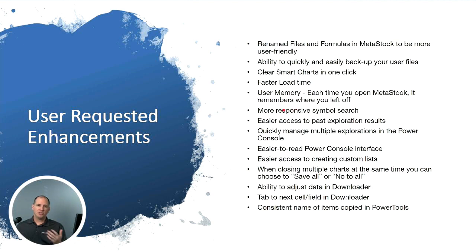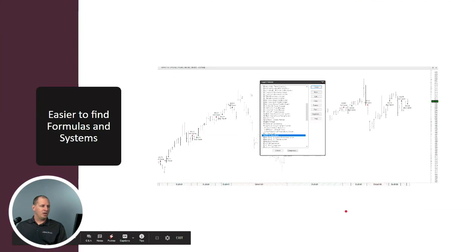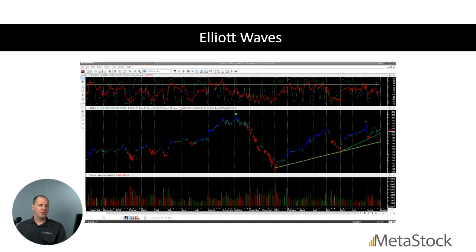Okay, symbol search is a lot more responsive. It's quicker. We've talked about the easier access to exploration reports, creating custom lists, no to all. The downloader, we've added in some new abilities to adjust data in the downloader if you want to, and then also tabbing and moving between cells. So lots of good upgrades there. And then we always have people who request us to add in new systems and strategies.